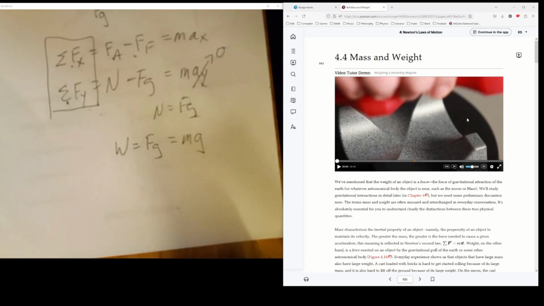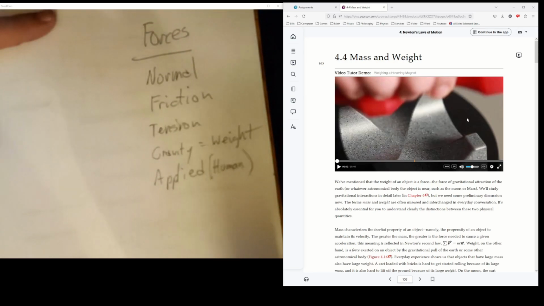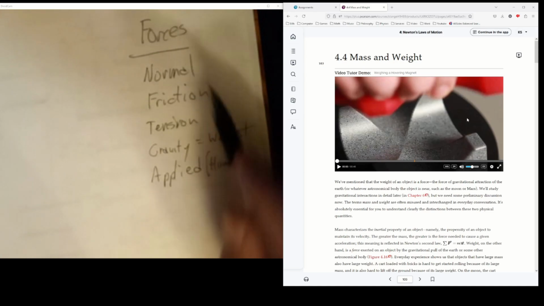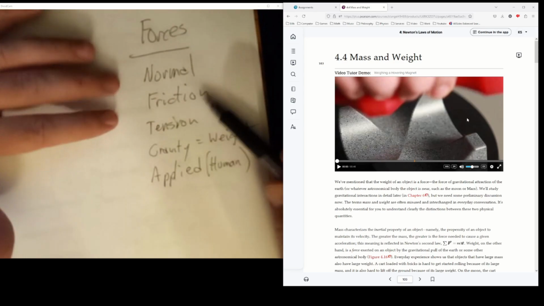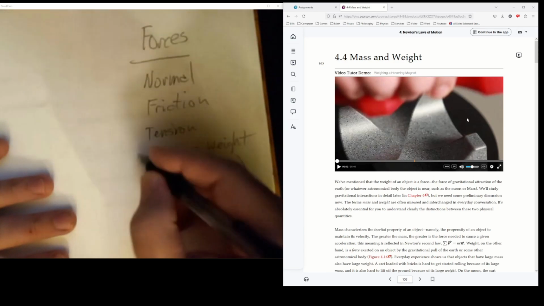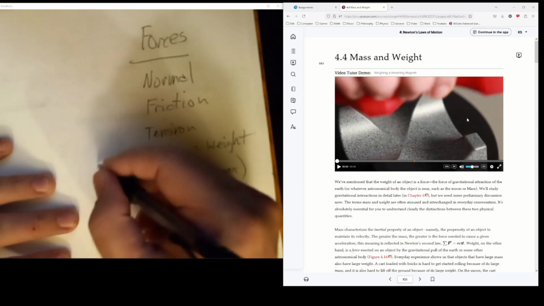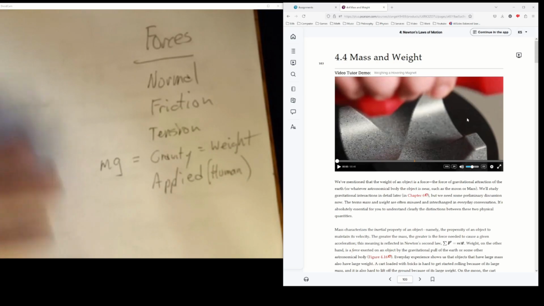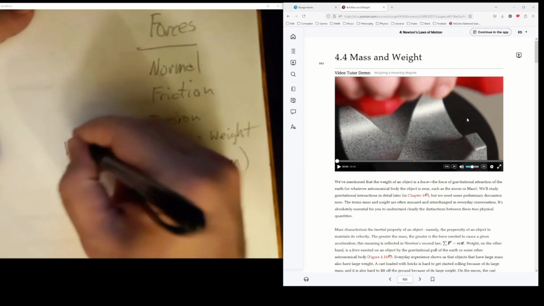But weight. Let me go back to my list of forces paper. Where is that? Here it is. So the normal force doesn't have its own math expression. It can be many different things. Friction and tension are similar. So this is the one I want to talk about here, gravity, weight. This one always has an equation, and it's mg. So the force of gravity is mg, and this is commonly just called W.